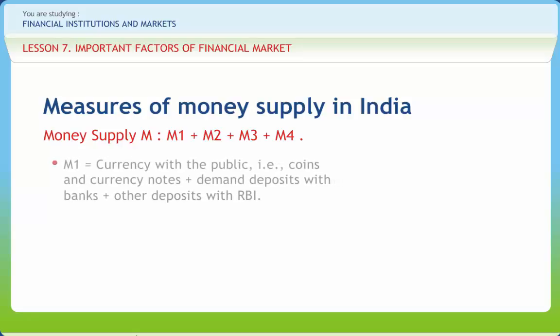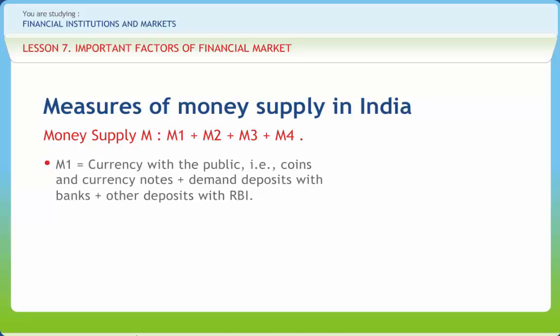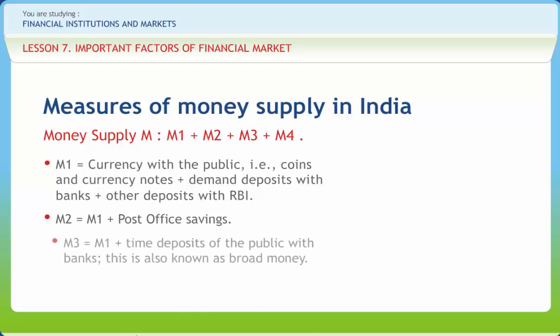First is M1. It consists of currency notes and coins with the public excluding cash in hand of all banks, demand deposits excluding interbank deposits, and deposits held with RBI excluding IMF, PF, guarantee fund, and ad hoc liabilities; narrow money. M2 equals M1 plus savings deposits with post office savings bank. M3 is equal to M1 plus time deposits of commercial banks and cooperative banks excluding interbank deposits.